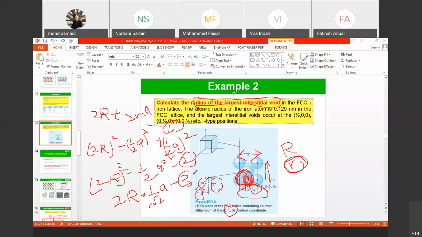Can you solve this one? Please solve this by combining equation 1 and equation 3 to get r. What is r? Can you calculate and give me the answer? You can put it in the chat box. Please do it now.